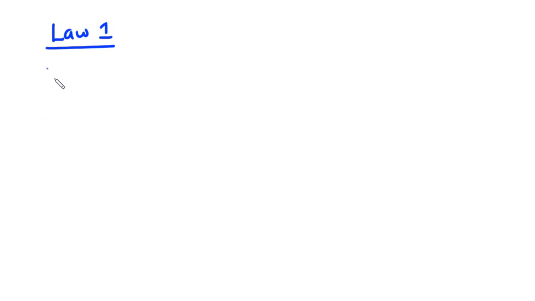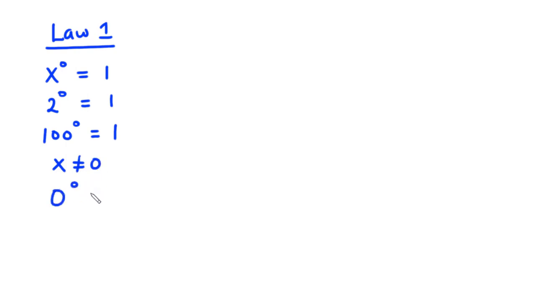Assuming we have x exponent 0, this is equal to 1. If we have 2 exponent 0, this is also equal to 1. If we have 100 exponent 0, that is equal to 1. Now, this law stands provided x is not equal to 0. If x is equal to 0, it makes the expression undefined. So 0 exponent 0 is not equal to 1, and that is undefined.